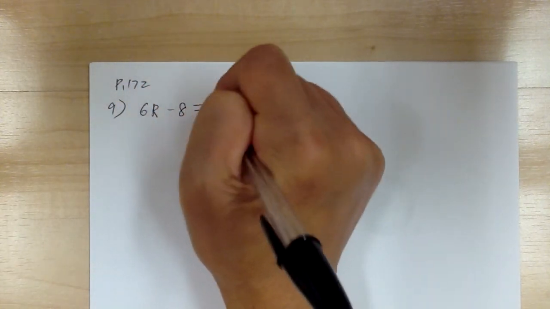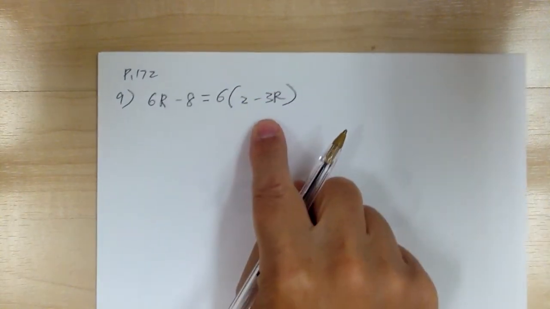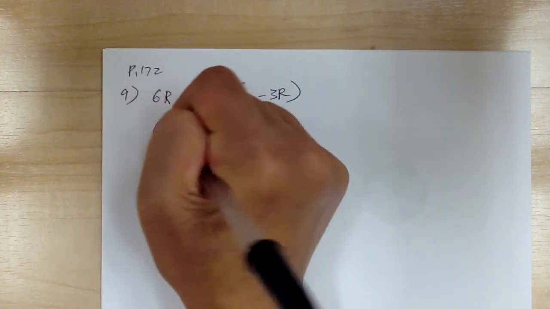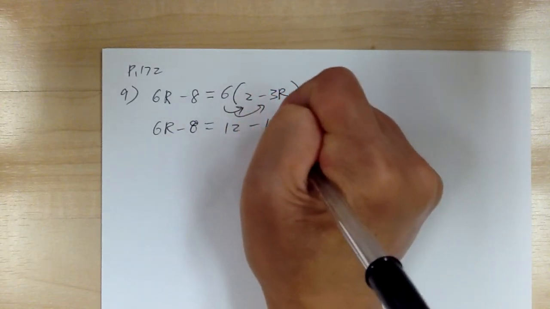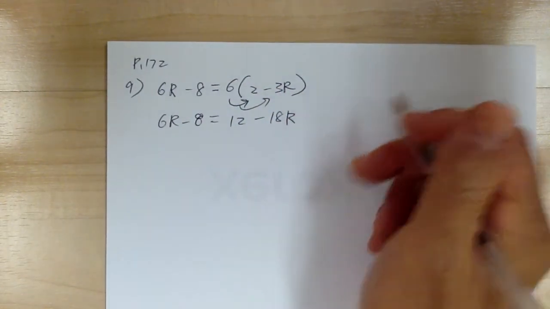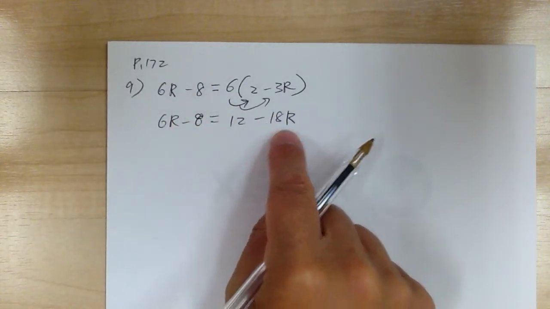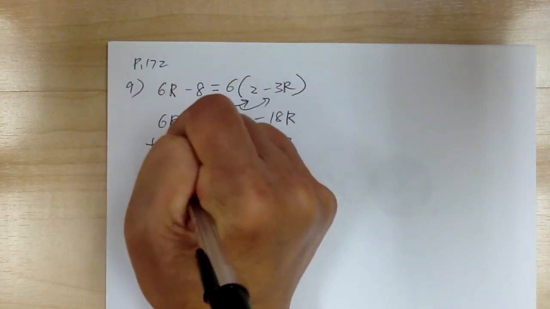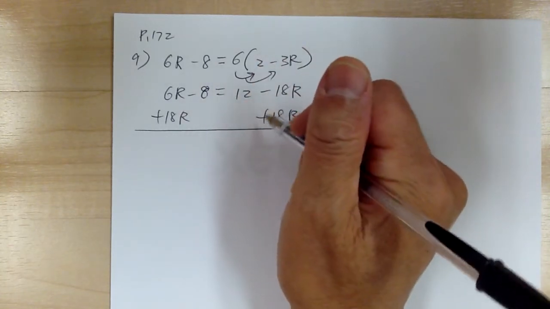You have 6r minus 8 equal to 6 times 2 minus 3r. So again, you have grouping symbol. So first you have to undo the grouping symbol. So multiply, you get 12. Multiply, you get minus 18r. And I'm going to move the r to the left-hand side because you have negative. So I want to get rid of the negative. So I'm going to move to this side. So plus 18r, plus 18r. I'm going to do one step at a time, so it's not as confusing.